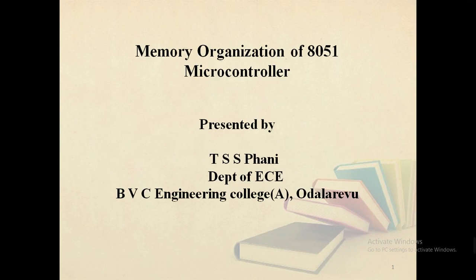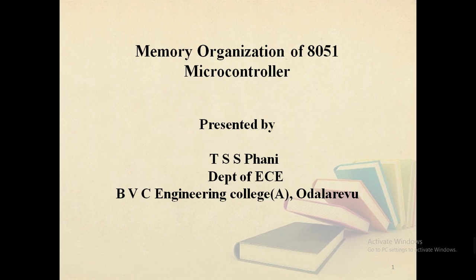In the previous video, we discussed the difference between microprocessor and microcontroller. The main difference can be stated as on-chip memory. That is, a microcontroller has both program memory and data memory on the same chip. Program memory means ROM, data memory means RAM. Whereas a microprocessor has to be externally interfaced with memory modules.